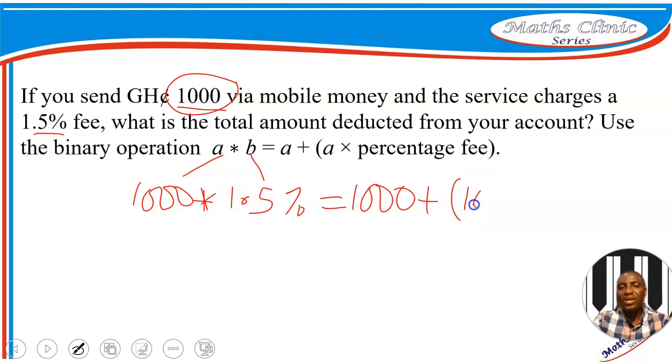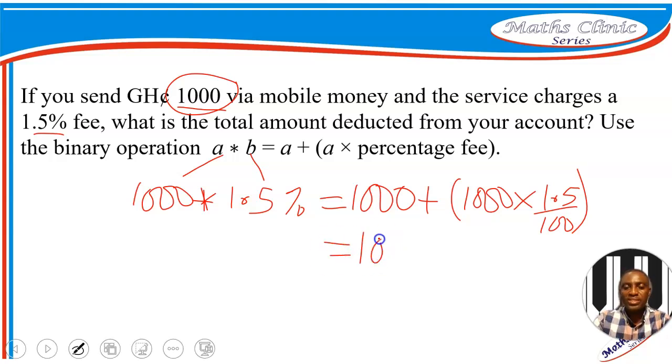Now, 1,000, they will charge times the amount they're supposed to pay as a fee. When you calculate this amount, so let's say we have our 1,000 here plus, if you multiply 1,000 by 1.5%, that will give us just 15 cedis. If you put this together, you have 1,015 cedis.